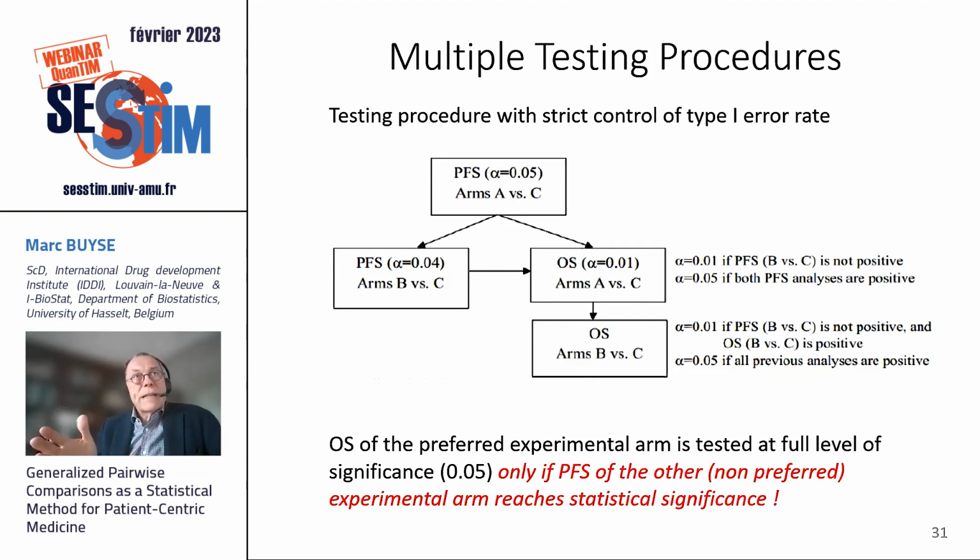That is ridiculous. You cannot say that you will test your survival in the preferred comparison at different significance levels just because you have another treatment in the trial. It doesn't make sense. I think it doesn't make sense.